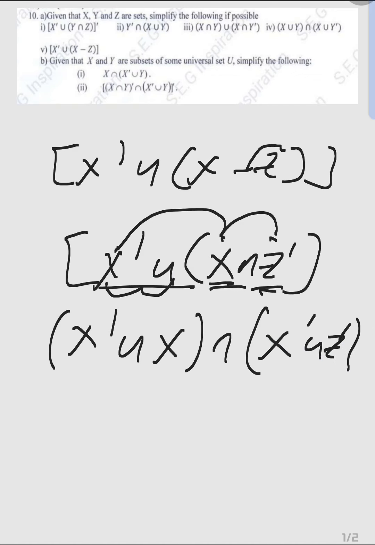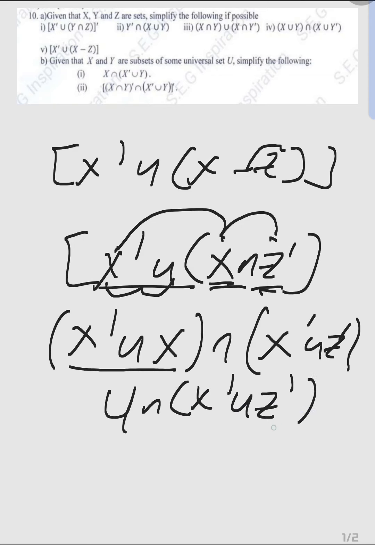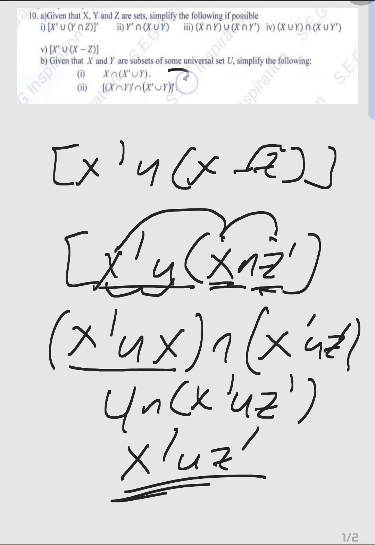All right, now guys, remember what I said in the previous video: whenever you bring in the union of a set and its complement, the answer is universal. Intersection x complement union z complement. Now guys, whenever you intersect anything with a universal, the answer is always that set. All right, this is the answer. So feel free to try out these two questions based on our principles.